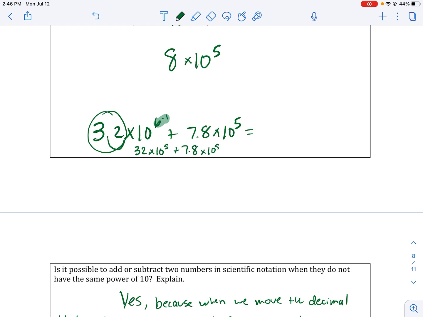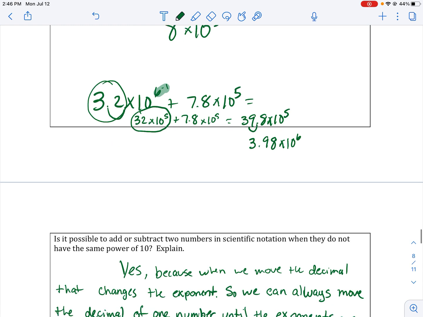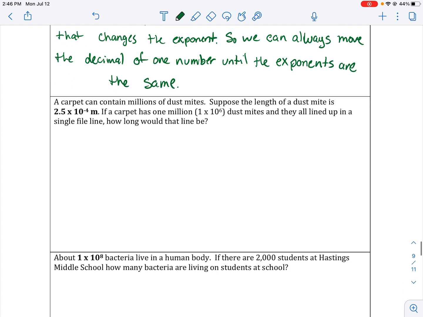Now I have the exact same exponents, so I have like terms. I can add these together. I get 39.8 times 10 to the 5th. Okay, you might be saying this first number is not in scientific notation. That's okay. Now in the end, we want to put it in scientific notation. I'm going to make this number smaller, which means I need to make my exponent bigger. There is my final answer. So that is how you would add, and possibly subtract, numbers using scientific notation with different exponents.